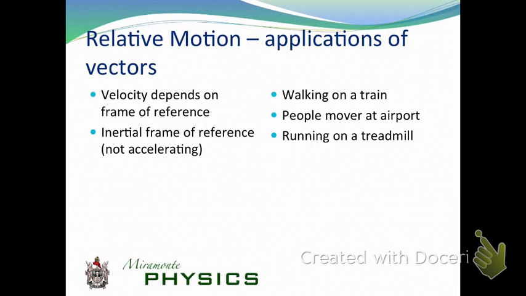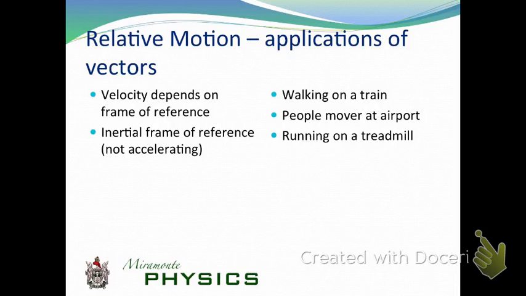All right, moving on. So we're going to talk about applications of vectors, namely with relative motion. So we're talking about velocities here. When you're talking about velocities, it really depends on your frame of reference. So if you think about walking on a train, you could have motion, the train could have motion, and then you, as you're walking, could have motion. So are you walking in the same direction as the train? Are you walking in the opposite direction of the train? Are you standing still? So it depends on what's moving, what's standing still, and what your frame of reference is.